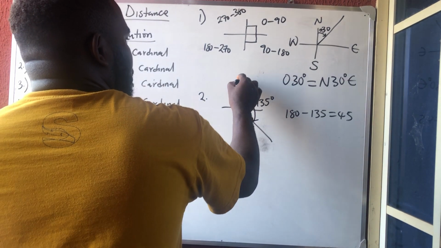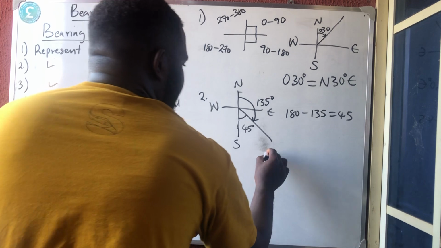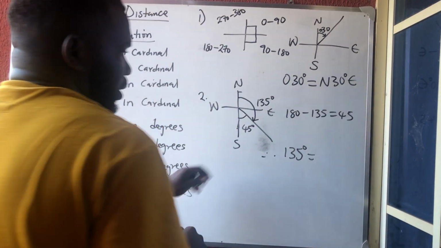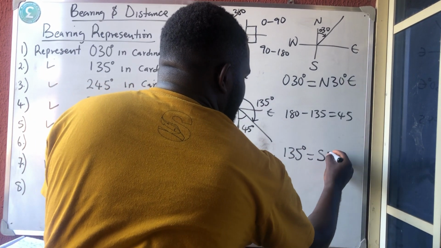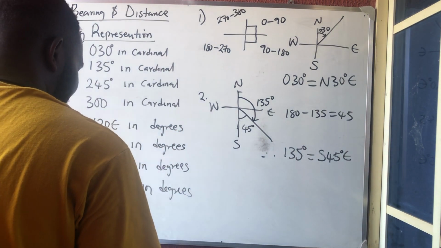So you now put your north, south, east and west. So therefore my 135 degrees is equal to south 45 degrees east. As simple as that. So look at number 3.